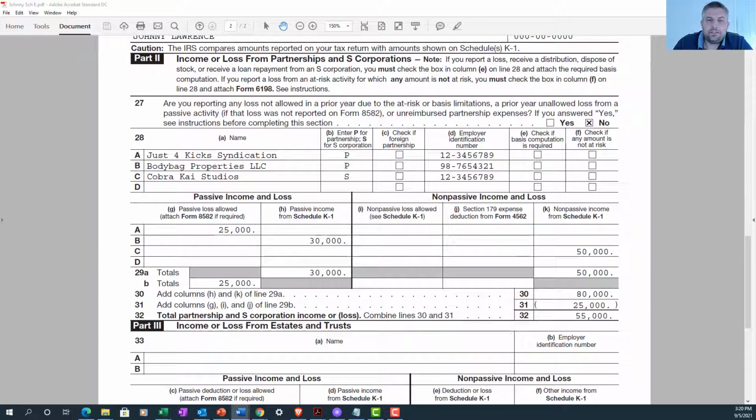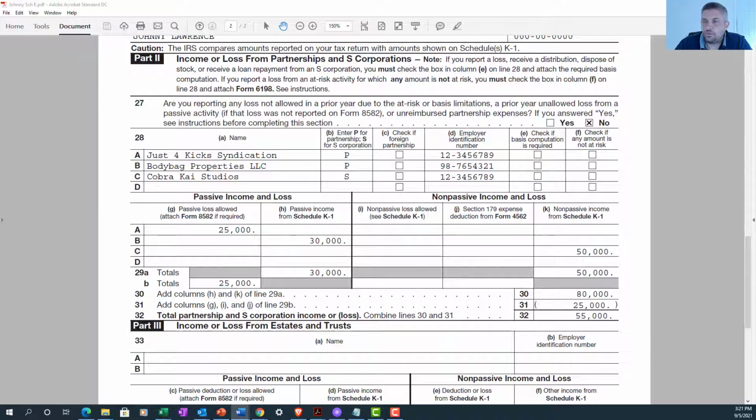Now here at the top of page 2, we have a question on line 27 that's asking us if we're reporting any suspended losses from a prior year or unreimbursed partnership expenses. Suspended losses from prior years are those that were disallowed due to basis limitations or at-risk limitations. The unreimbursed partnership expenses are just what they sound like. Those are expenses you've paid on behalf of the partnership that you've not been reimbursed for. You're allowed to reduce your partnership income by the amount of those unreimbursed partnership expenses. So if either case is true, you want to answer yes on line 27.